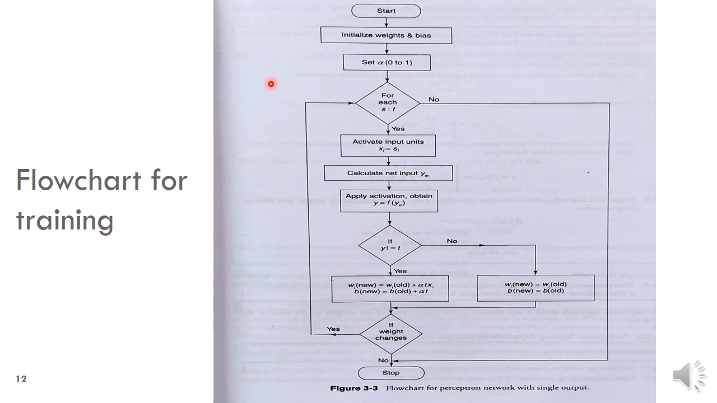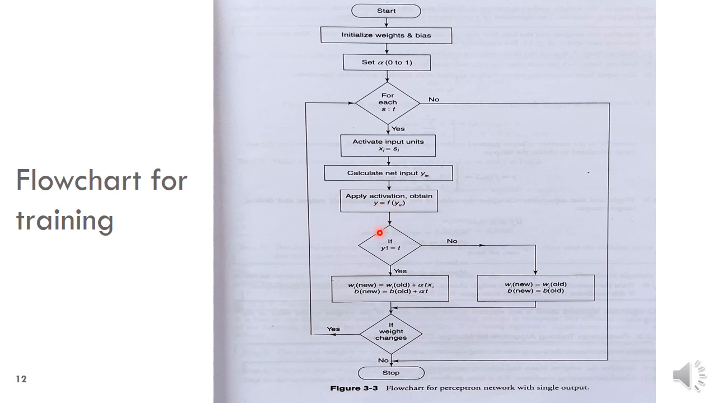Now let us consider the flowchart for the original perceptron network. We start, then initialize the weights and bias values of the network to some random values, then set the learning parameter alpha to some value between 0 and 1. Then for each s:t pair, we perform the following steps. First, apply the input units to the corresponding activation terms, that is xi equals si. Then calculate the net input y_in for that input, and apply the activation function to obtain the final output, y equals f of y_in.